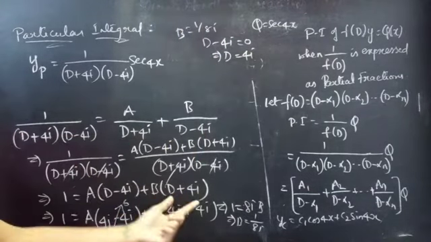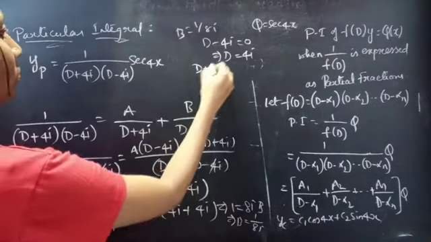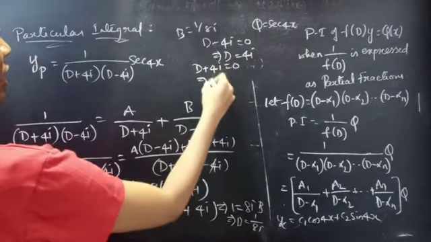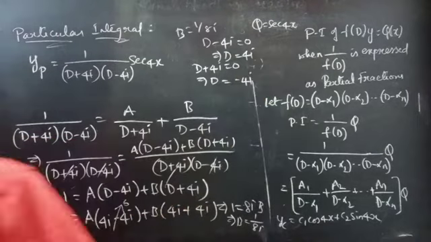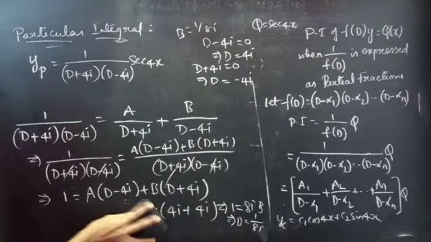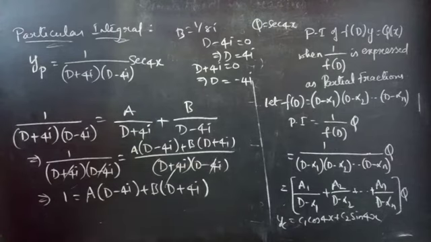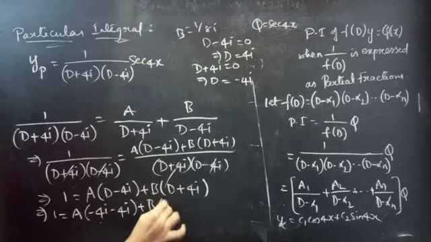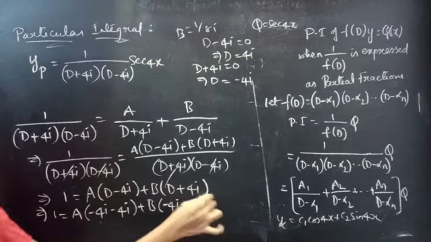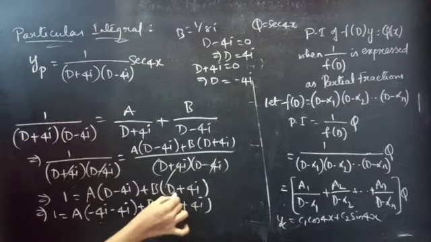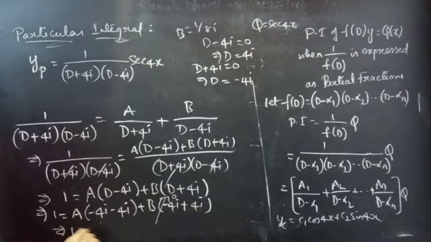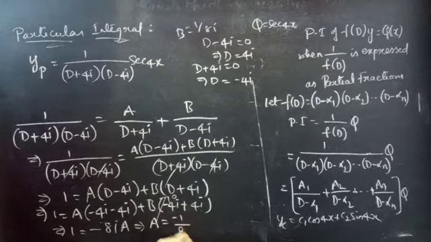Now let D plus 4i equal 0. From this you'll get D equals minus 4i. Now replace D by minus 4i. Then you'll get 1 equals A into minus 4i minus 4i plus B into minus 4i plus 4i. Here minus 4i plus 4i gets cancelled, so the B term becomes 0. Then you'll get 1 equals minus 4i minus 4i is minus 8i into A. Then you'll get A equals minus 1 by 8i.